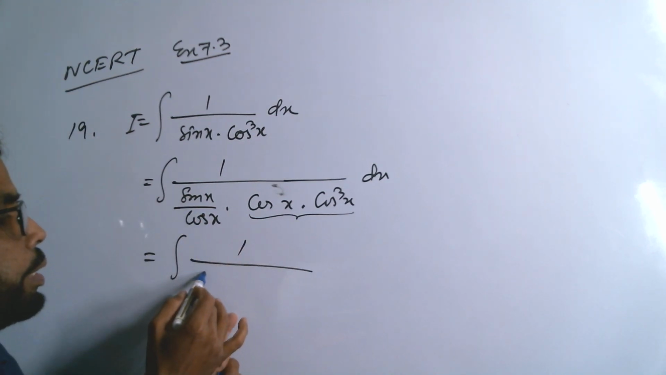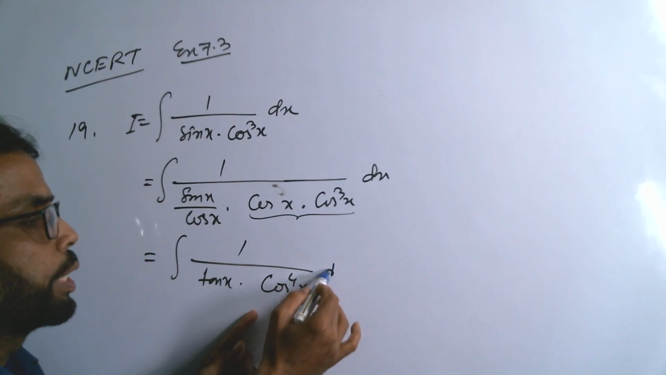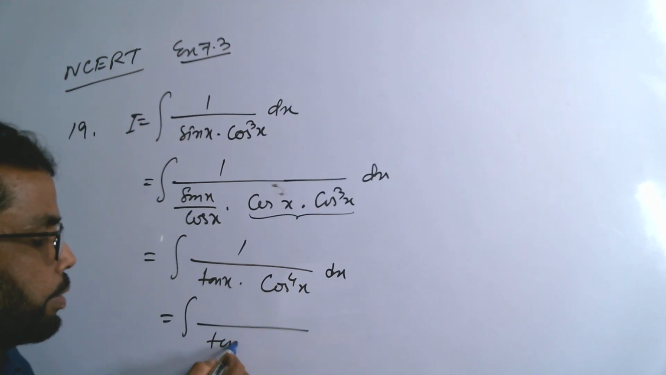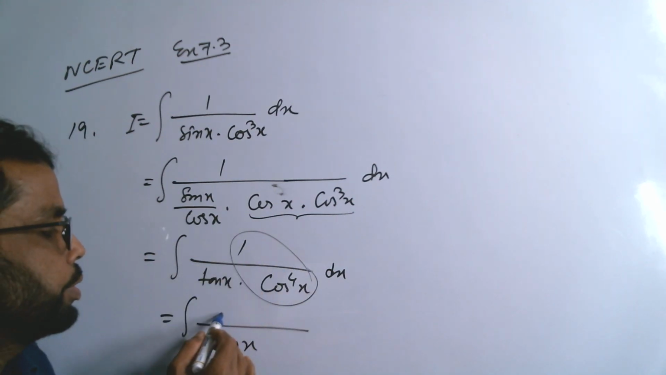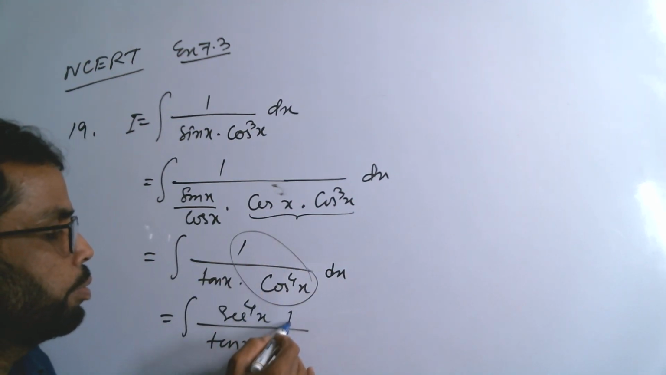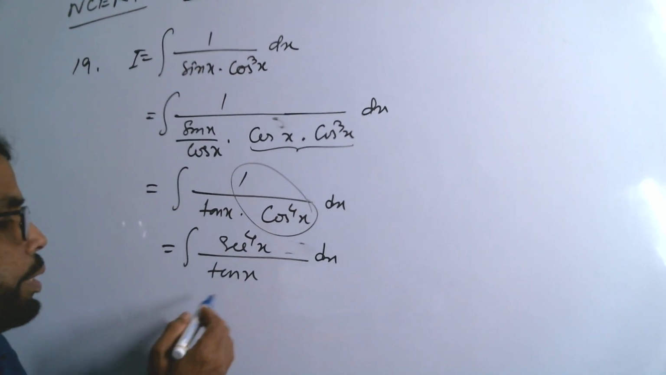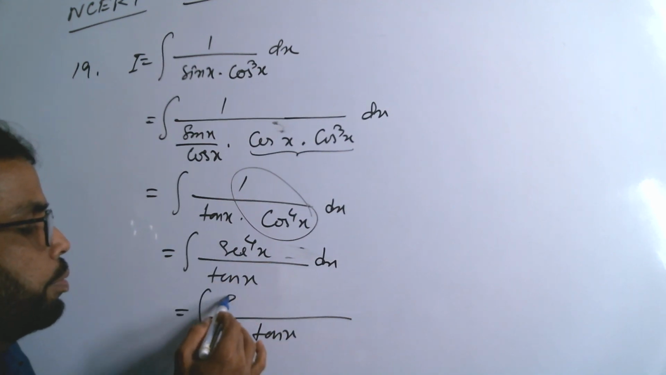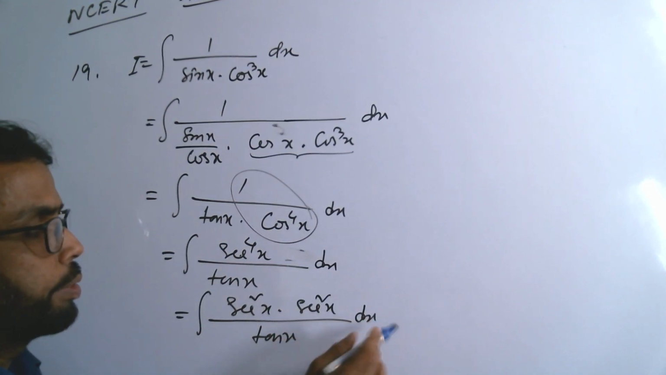Here cos by sin is tan. These two together is cos power 4x. Then tan x. 1 by cos is sec, so it comes out as sec power 4x dx. Then sec power 4 we can write as sec square x into sec square x.